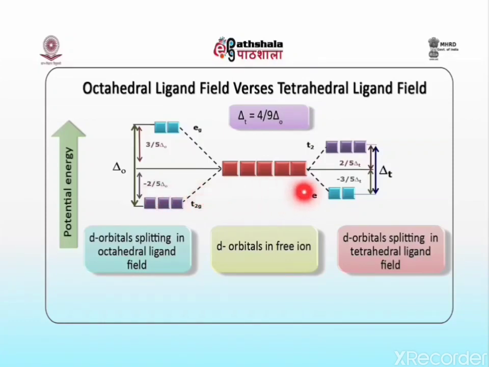You observe in this figure, this is the comparison between the crystal field splitting in octahedral complexes and tetrahedral complexes. This is the degenerate d orbital. This is d orbital splitting in octahedral complexes. This is d orbital splitting in tetrahedral complexes. By knowing this, we conclude that the d orbital splitting in tetrahedral complexes is exactly the reverse of d orbital splitting in octahedral complexes.